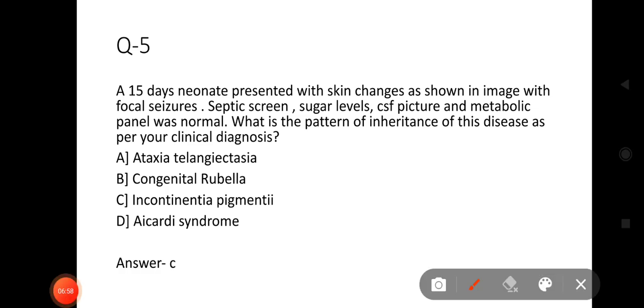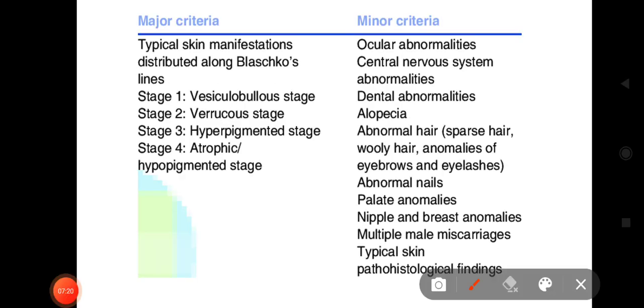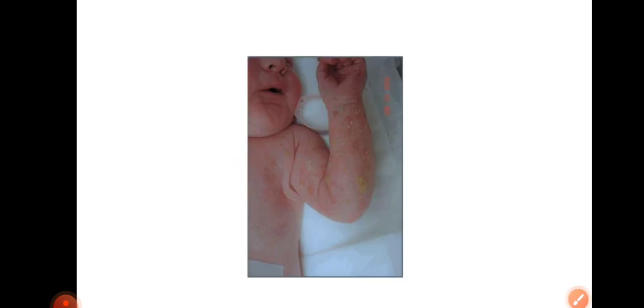So what was given in the question? Skin changes obviously along Blaschko lines. Focal seizures means CNS involvement. Septic screen, sugar level, CSF picture and metabolic panel were all normal, so the cause of the seizure is related to the skin involvement. Among all these, the most appropriate answer is Incontinentia pigmenti. And these are a few criteria. A question can be asked about the stages, for example which stage is the hyperpigmented stage in Incontinentia pigmenti. That is stage 3. So go through this table, and image based questions can be asked, so remember these images.